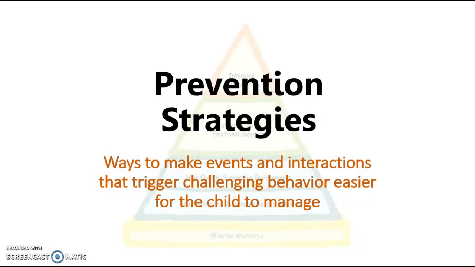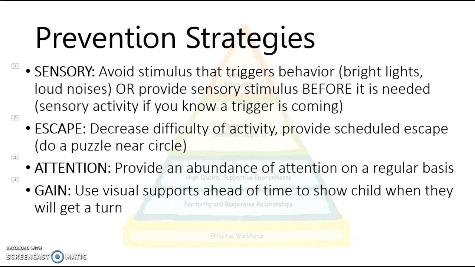So let's start with prevention strategies, okay? The prevention strategies are ways to make the events and interactions that trigger a challenging behavior easier for the child to manage, okay? So based on the different functions, here are some prevention strategy ideas. For a child who is sensory focused, or the function is sensory, you should avoid the stimulus that triggers the behavior. So maybe it's bright lights, it's loud noises, or maybe you need to provide a sensory stimulus before it's needed. So if a child is feeling like they need more sensory input, then you give it to them before they go looking for it.